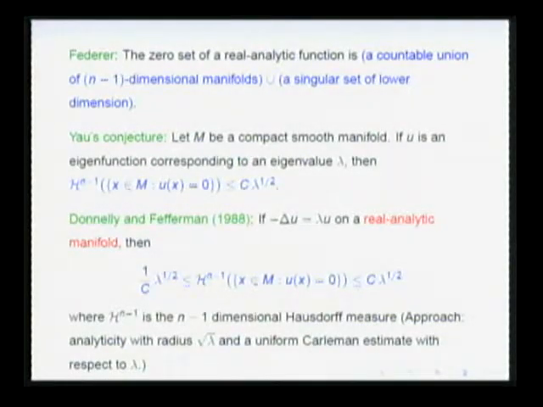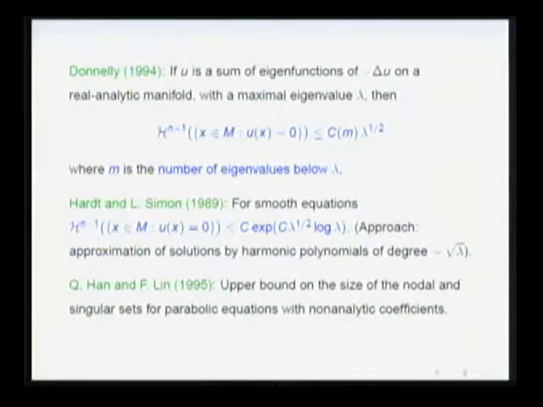They also have, for smooth surfaces, upper bounds, which are not, I think, Yau's conjecture, but maybe lambda to some algebraic power. Their method is analyticity on small scales combined with uniform Carleman estimates with respect to lambda. I'll talk more about Carleman estimates a little bit later on. So Donnelly did this for some eigenfunctions, but it already became more complicated. For example, the constant depends on the number of eigenvalues below lambda. In other words, the bigger the sum, the bigger the constant in front of square root of lambda.